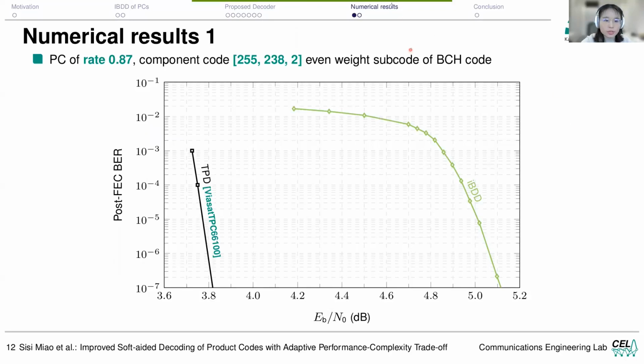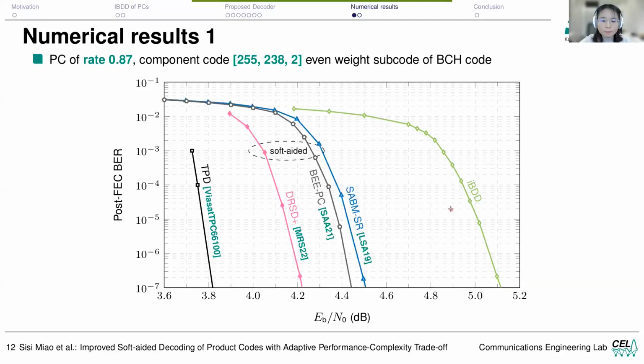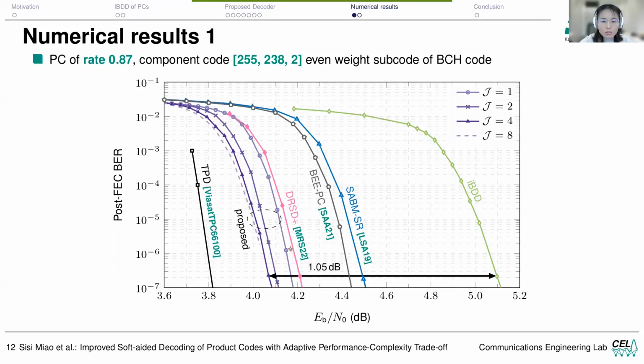We first consider a product code with rate 0.87, and here is the performance of the TBD developed by Viasat. On the right-hand side, we have IBDD, and we can see that the gap between them is very large. Then here are some previously introduced soft-aided algorithms. They close around half the gap, and this DRS-B plus, our previous work, is already better, but there's still room for improvement. Now this is the newly proposed algorithm.